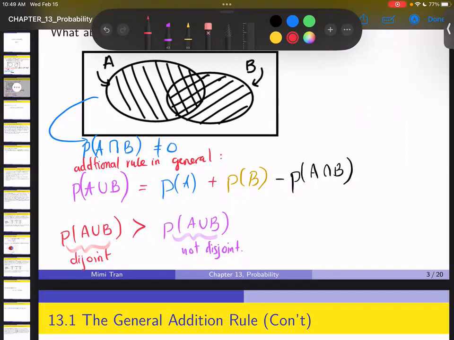You add the area of two separate circles, as opposed to adding the areas of circles that intersect each other, where you have less area. And area is probability.